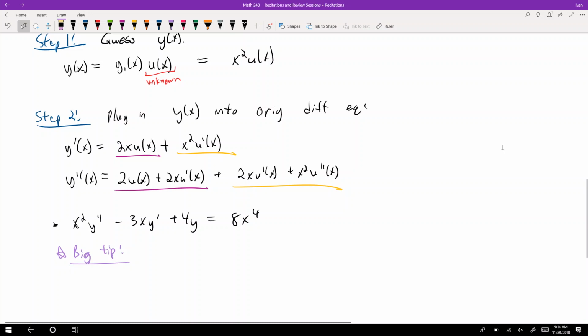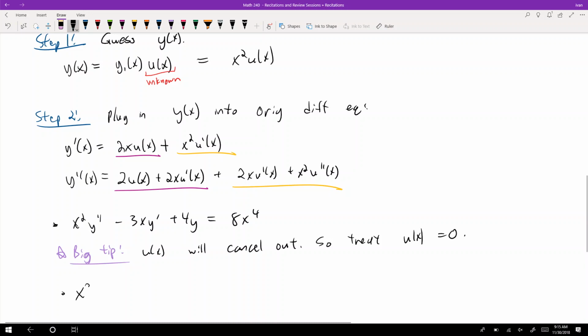So what happens is that when you plug them in, the u terms will cancel out. So u of x terms will cancel out, always. All right? So what does that mean? It means that we can just treat it as if we never had u of x terms. It'll always end up being 0. So we can treat u of x terms as being 0. Okay, so we just don't plug those terms in. So what does that mean?